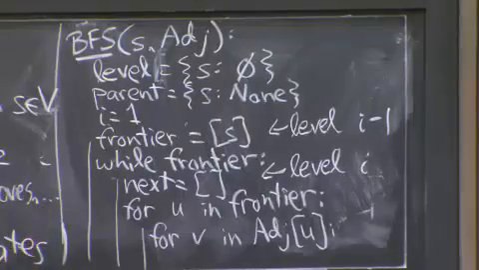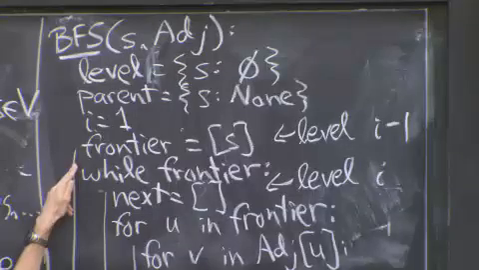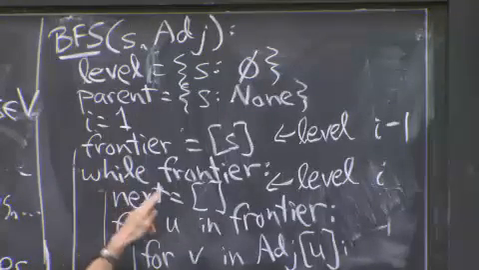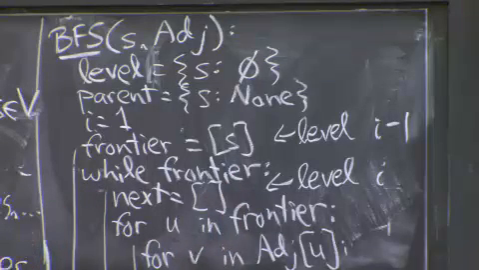We set i to be 1 because we just finished level 0. Frontier of what you can reach in level 0 is just S itself. So we're going to put that in a list. That is level 0. i equals 1. So 1 minus 1 is 0. All good. And then we're going to iterate.